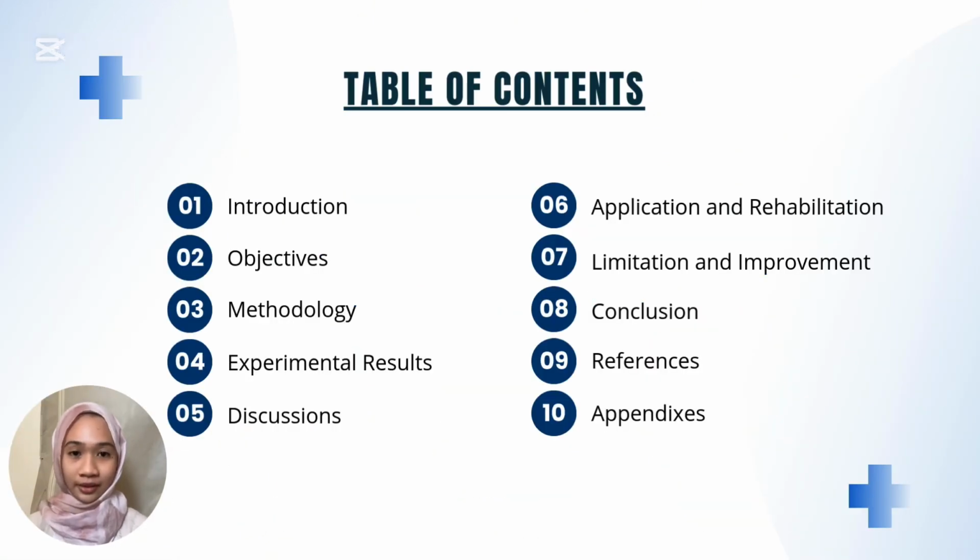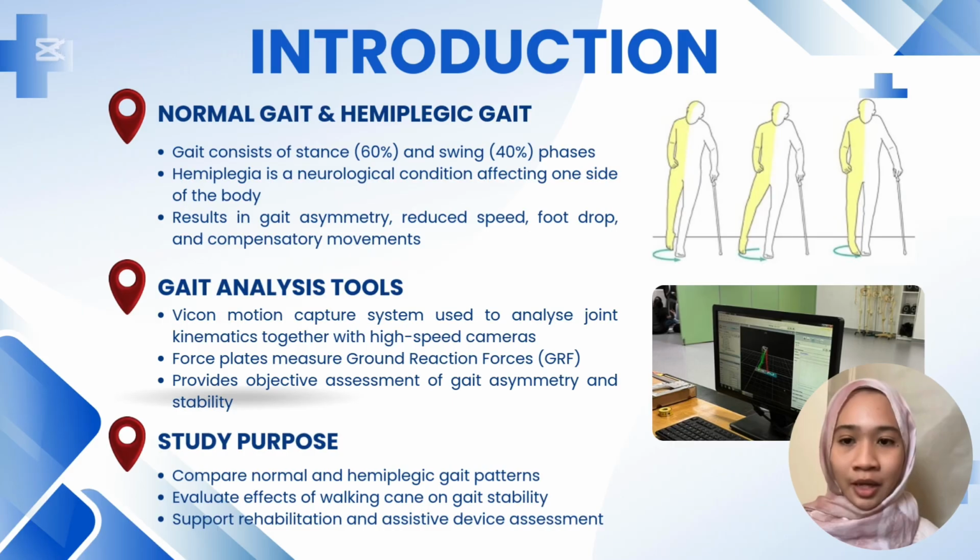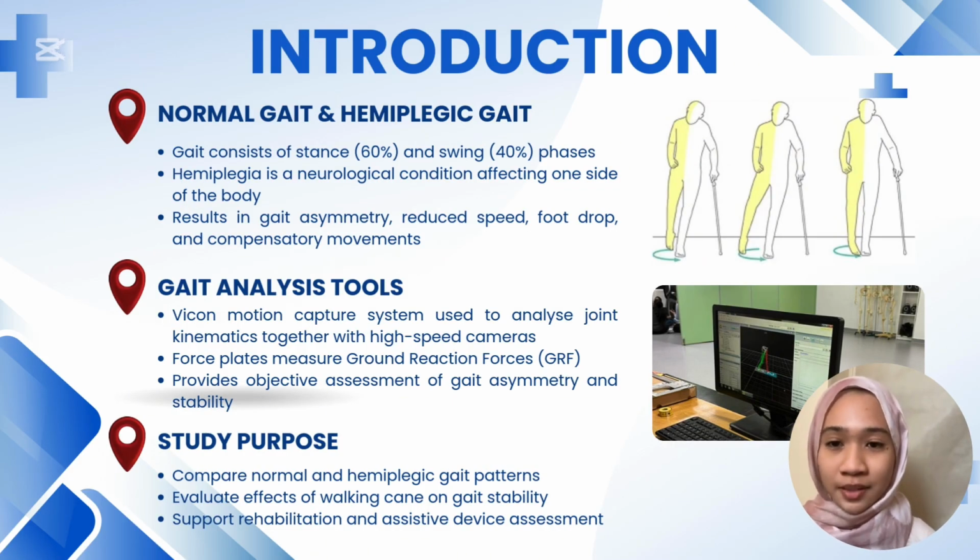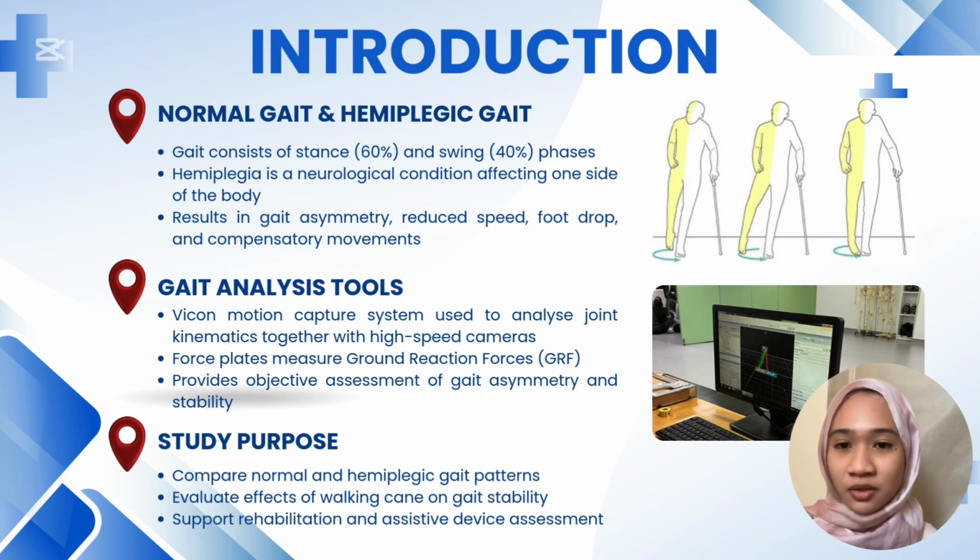This is our table of content, including our experimental results, discussions, and applications. Next, we will move on to the introduction. Human locomotion is defined by the gait cycle divided into a 60% stance phase and a 40% swing phase. In a normal gait, these phases allow for fluid weight bearing and ground clearance. However, hemiplegia, which is a neurological condition typically resulting from unilateral brain damage, has caused significant asymmetry.